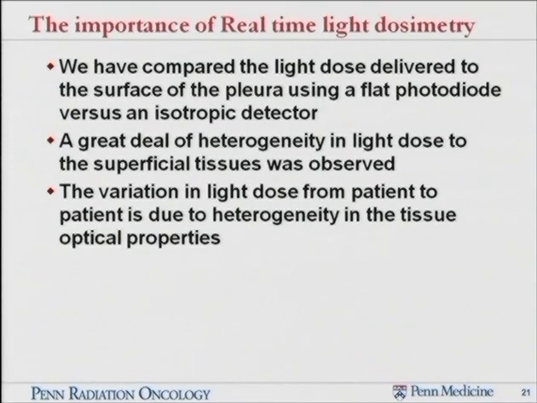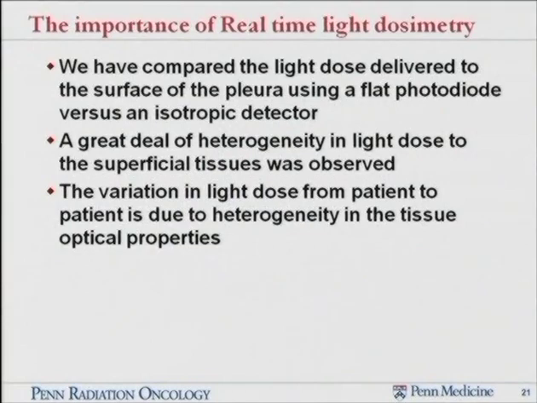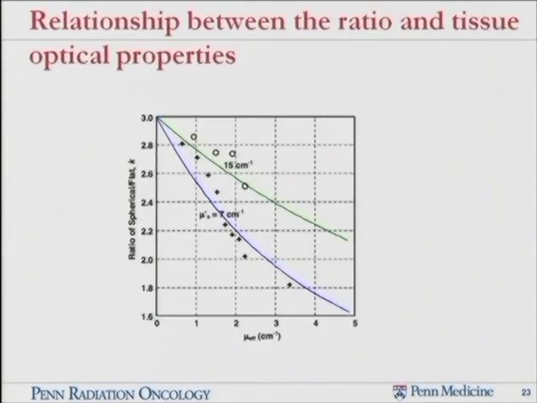So one has to compare whether there is any difference between these 2 methods of measuring light. We have found there's a great deal of heterogeneity in light dose. If one uses the irradiance measurement, you are not really taking into account the heterogeneity of the tissue optical properties because all the scattered light is not being counted. So one actually would want to use the light fluence rate measurement directly, which will account for the patient-to-patient difference due to the tissue heterogeneity.